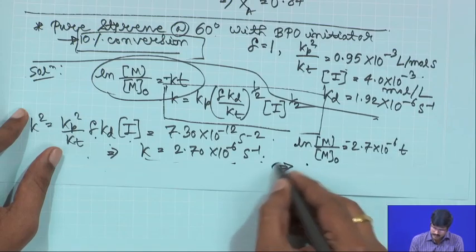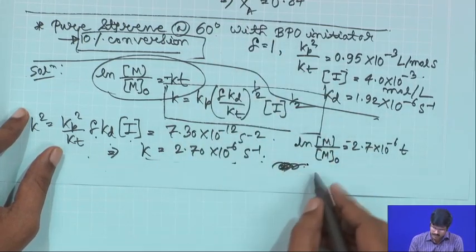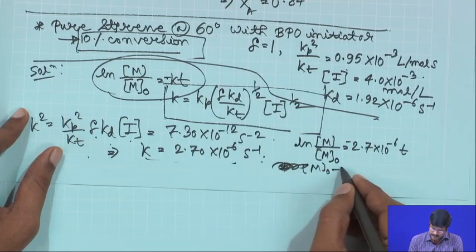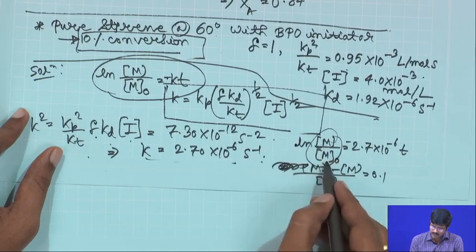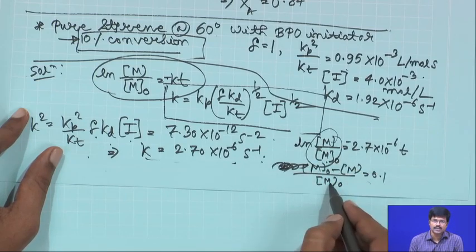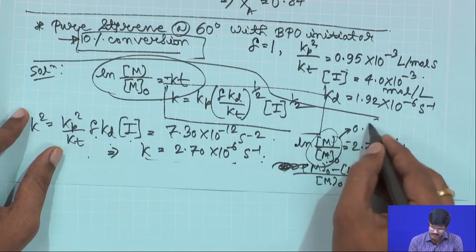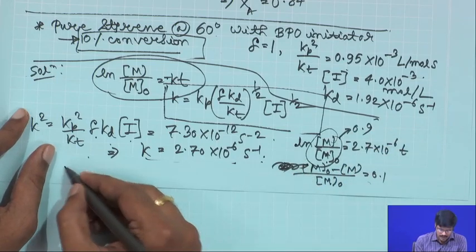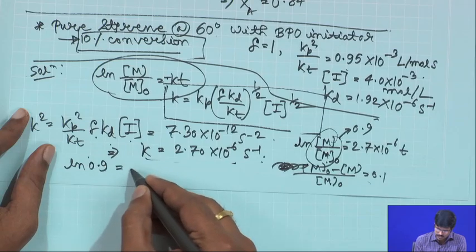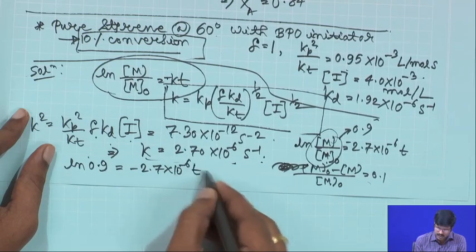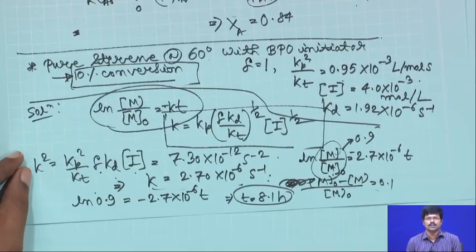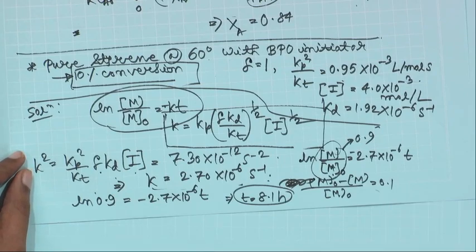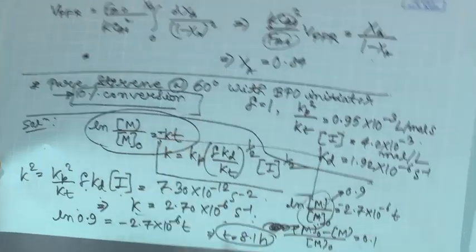let us say you are going for 10% conversion, then your m0 minus m divided by m0 is 0.1. So, from there you can get this expression of m by m0. So, if you use this expression here in this term, it will come out as 0.9. So, it will be basically ln of 0.9 will be equal to minus 2.7 into 10 to the power minus 6 into t, and if you solve that, t is your 8.1 hour. So, that is how you get your final expression. In this case, we assumed that the styrene polymerization is first order, okay, and a low conversion, of course.